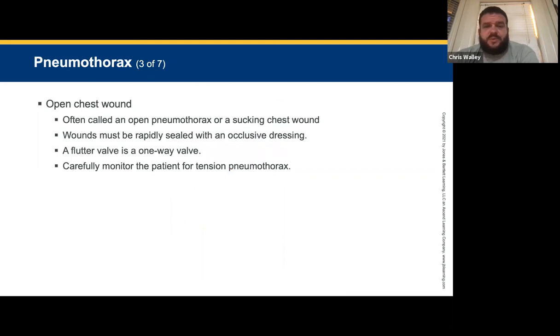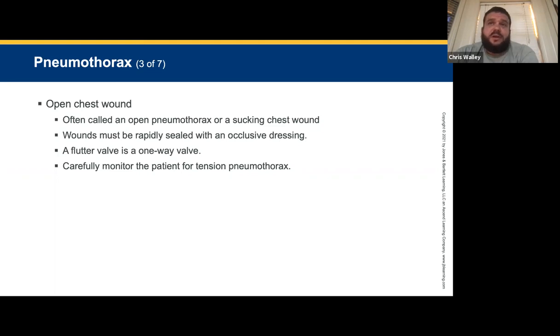All right. So open chest wound is often called a pneumothorax or a sucking chest wound. After clearing and maintaining a patient's airway and providing oxygen, these wounds may be rapidly sealed with an occlusive dressing. We don't have to have a chest seal. A lot of your agencies are required to have them now. But you can still do that with, I like sandwich bags better than these $400 chest seals. But they're good. Don't get me wrong. The chest seals are great.